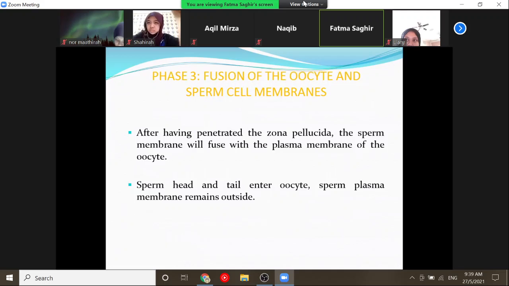So then what will happen? Once penetrating the zona pellucida, only the head will be inside the cytoplasm. The tail will stay outside. So at this moment no other sperm can penetrate the zona pellucida. In other words, many sperm can penetrate the corona radiata, but only one sperm can penetrate the zona pellucida. The head will be inside, the tail will stay outside.